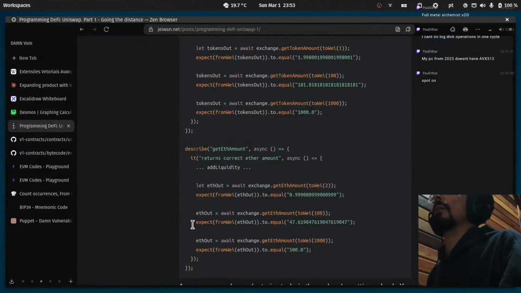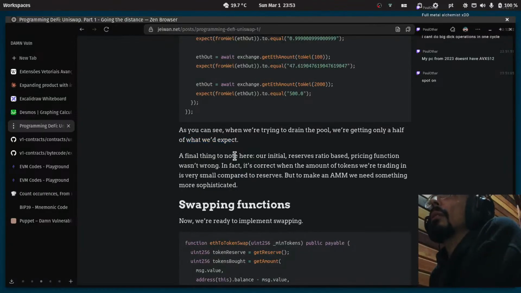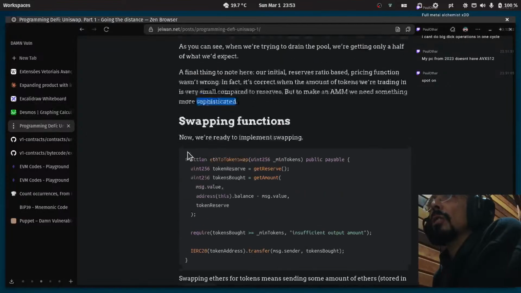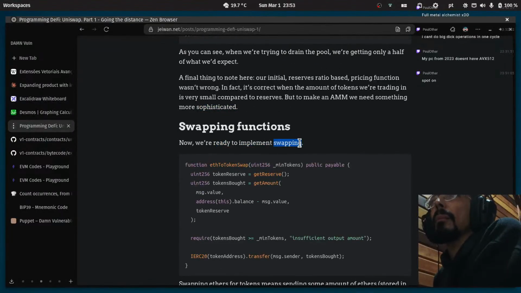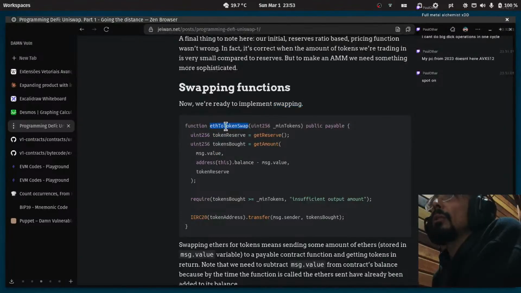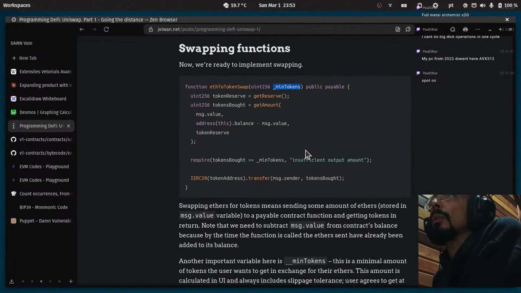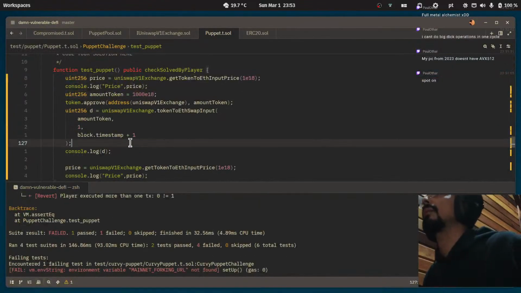Nice. Cool. A final thing to note here is our initial reserve ratio based pricing function was not wrong. In fact, it's correct when the amount of tokens we are trading is very small compared to the reserves. But to make an AMM, you need something more sophisticated. Swapping functions. Okay, now we are ready to implement swapping. So Ethereum to token swap, minimum tokens to receive. Swapping ether for tokens means sending some amount of ether. Okay, so I think that's enough information to crack this, right?